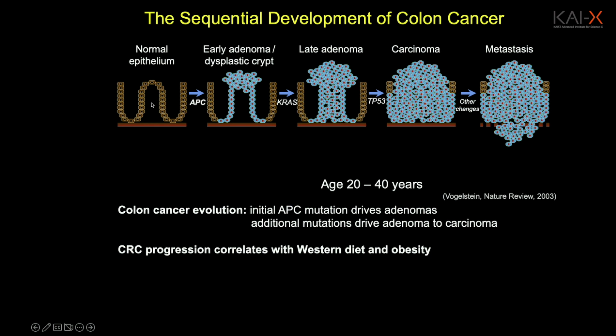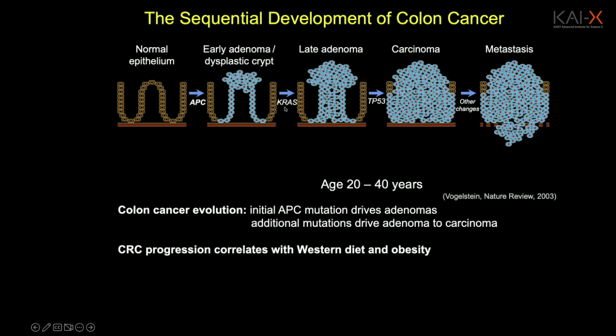scheme here where you have a normal epithelium in the gut, and with a mutation in what's called the APC min gene, adenomatous polyposis coli gene, you can get something called an early adenoma. You get proliferation. So this gene is linked to approximately 75% to 80% of colon cancer patients, who have a mutation in this specific gene. And it leads to proliferation in the crypt of the colon, but it's not cancer.